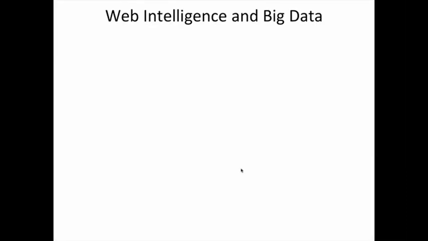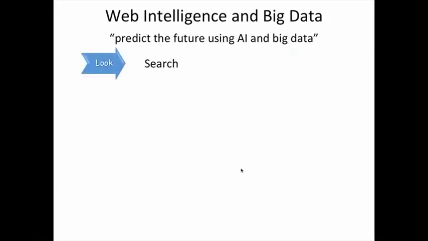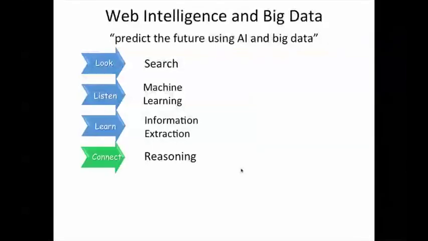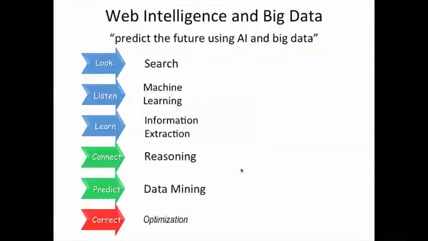So what we're going to talk about in this course is how intelligent behavior can come to the web using lots of big data. In short, how to predict the future using artificial intelligence techniques and big data. We'll study a number of elements of AI technologies in this course, organized along the lines of the look, listen, learn, connect, predict, correct cycle.